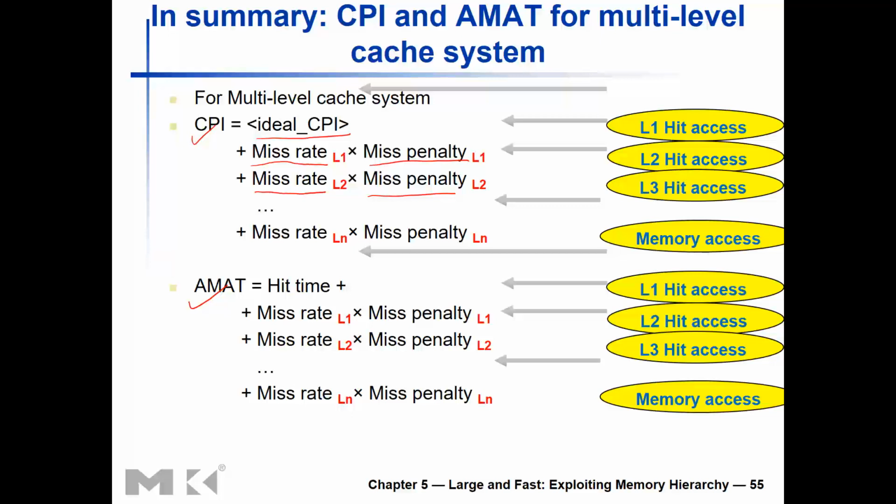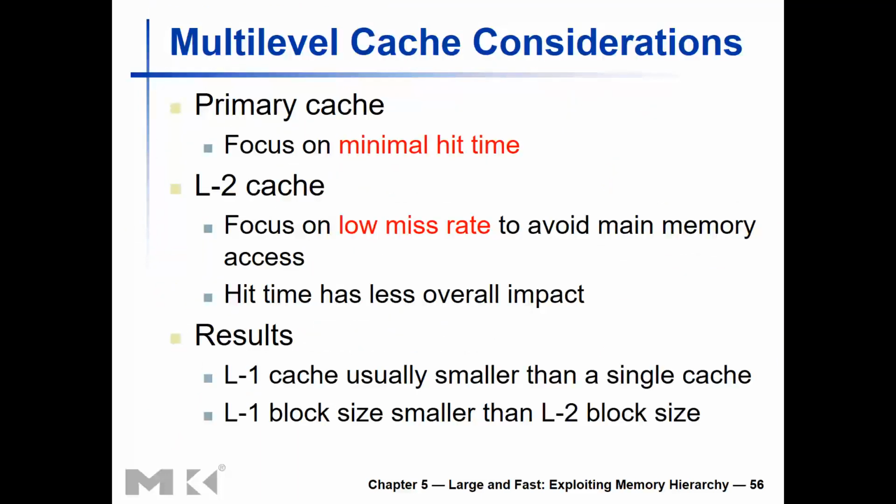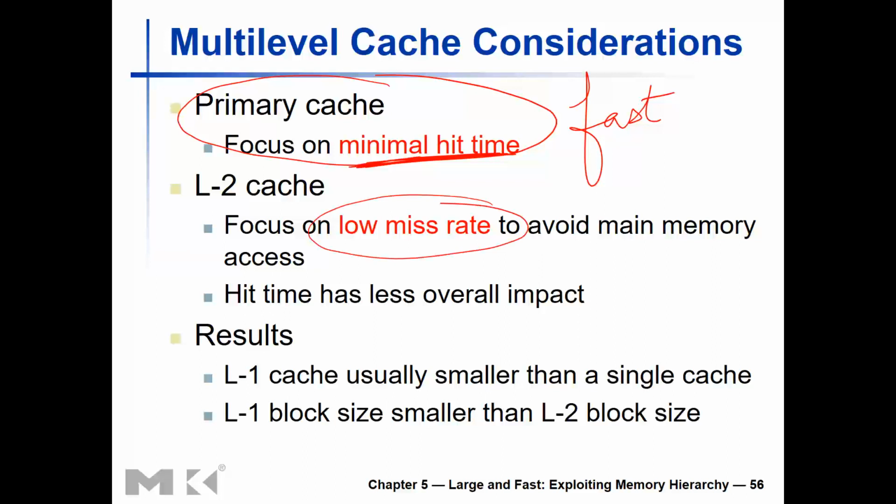Similarly, for the average memory access time, I start with the hit time and then the miss rate and the miss penalty in seconds. Watch the unit here, seconds, and the unit here, cycles. Please notice the difference, okay? All right. Now, as we say, for the level 1 or primary cache, the design goal is minimal hit time. It should be fast, okay? A minimal hit time, and it should be fast. And for L2 it should be low miss rate.